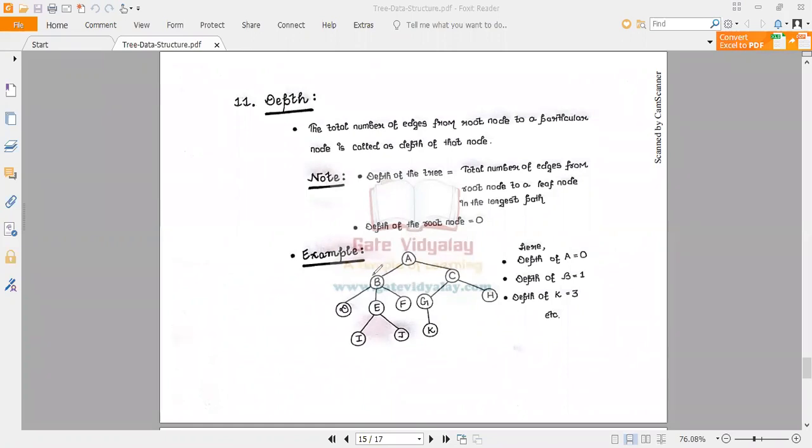So the depth of B is what? 1, because there is only one level down we have to traverse. Then the depth of K is 3 because it is 3 levels down: 1, 2 and 3. And likewise, what is the depth of J? Its depth is again 3 levels down: 1, 2 and 3. So for height we have to move upward and for depth we have to move downwards.